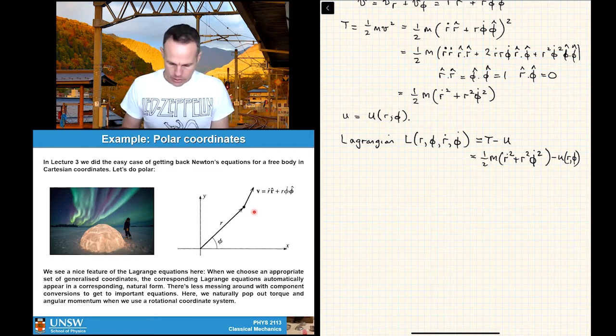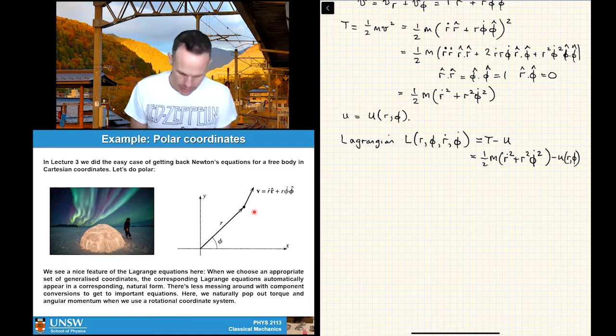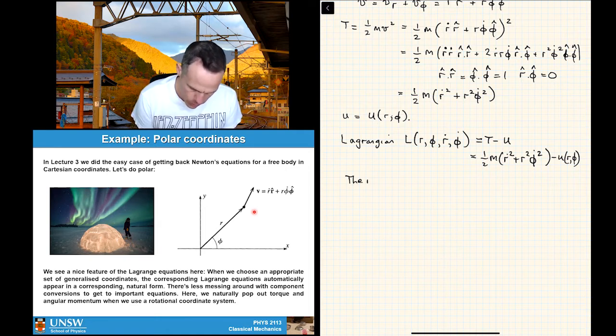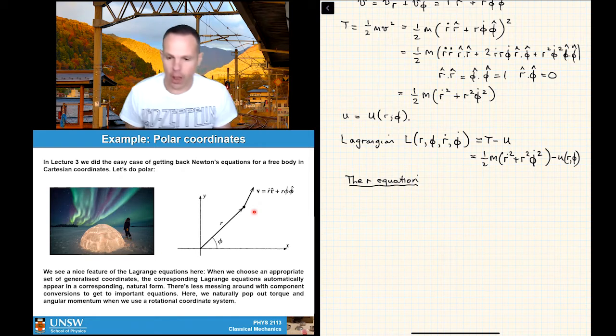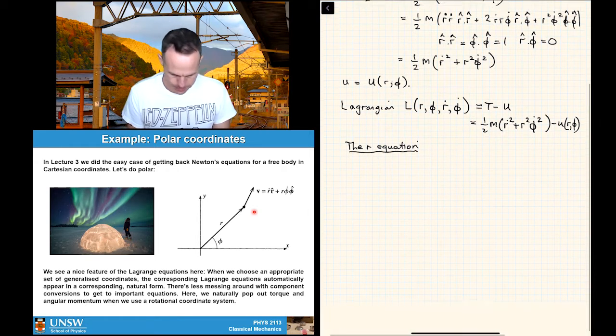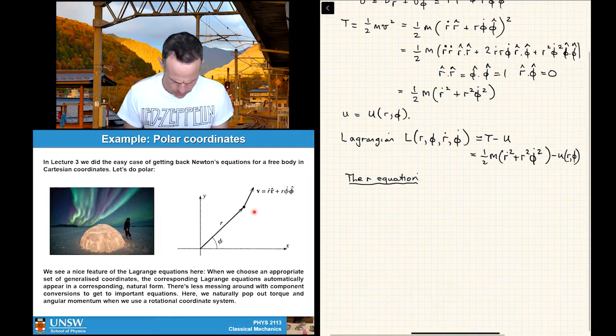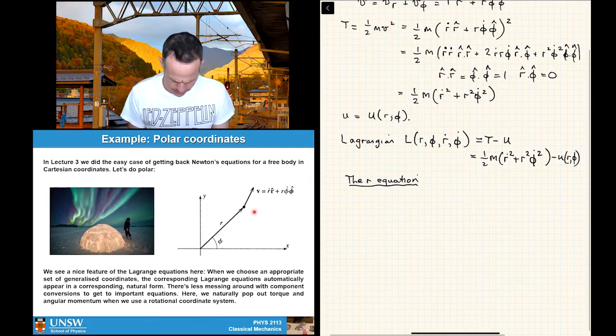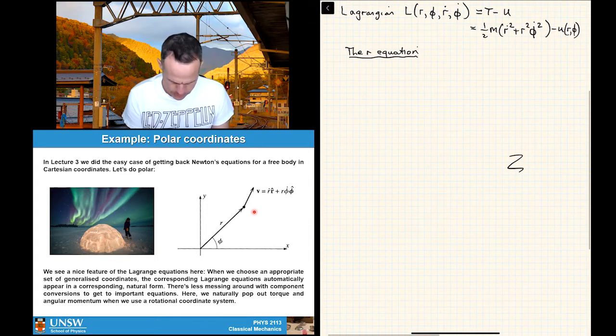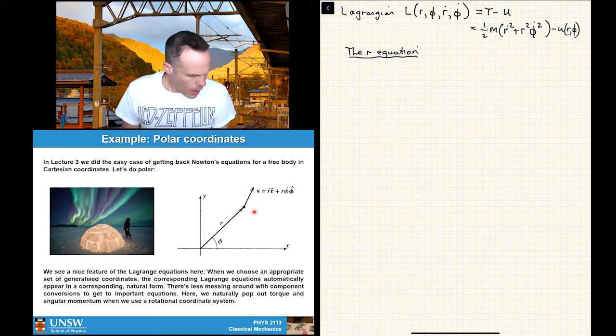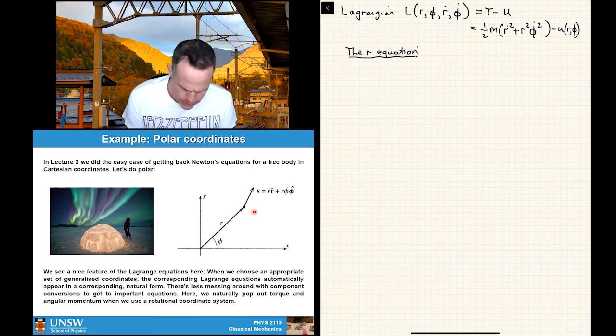a Lagrangian that's got two particular terms in it, and so we need to get two Lagrangian equations out, right? There's an r equation, and that's the one we'll deal with first. And there's a phi equation, and that's the one we'll deal with second, okay? We'll deal with these independently. Okay. So this thing would be dL on dr is equal to d on dt, dL on dr dot.